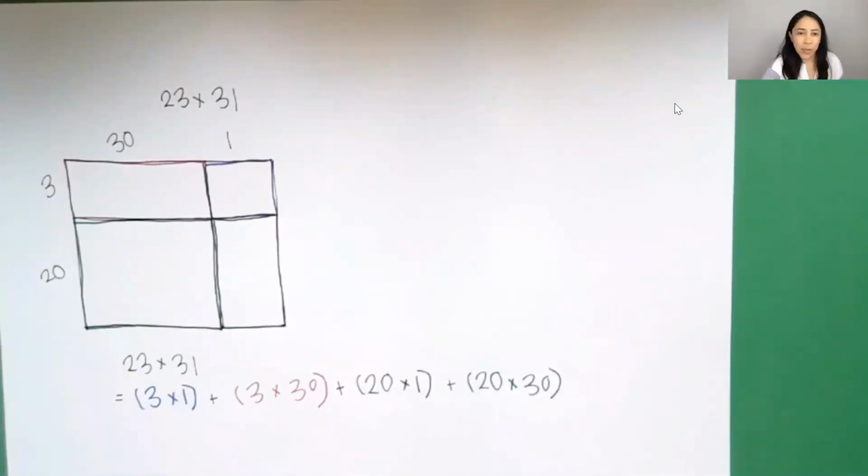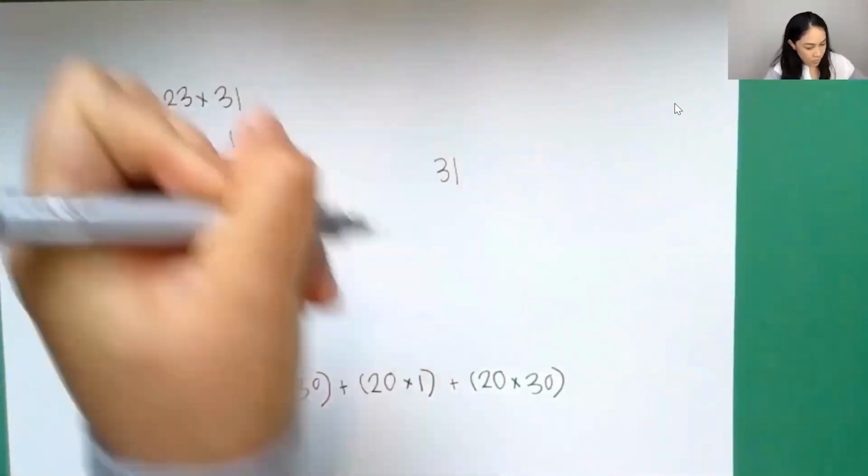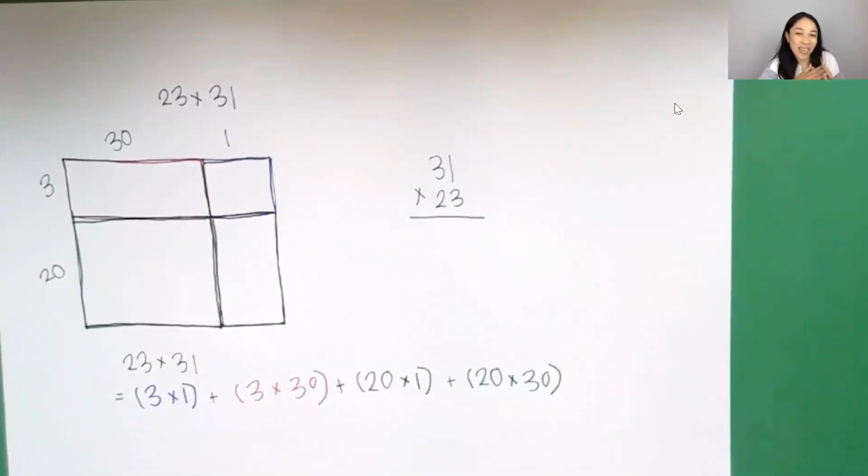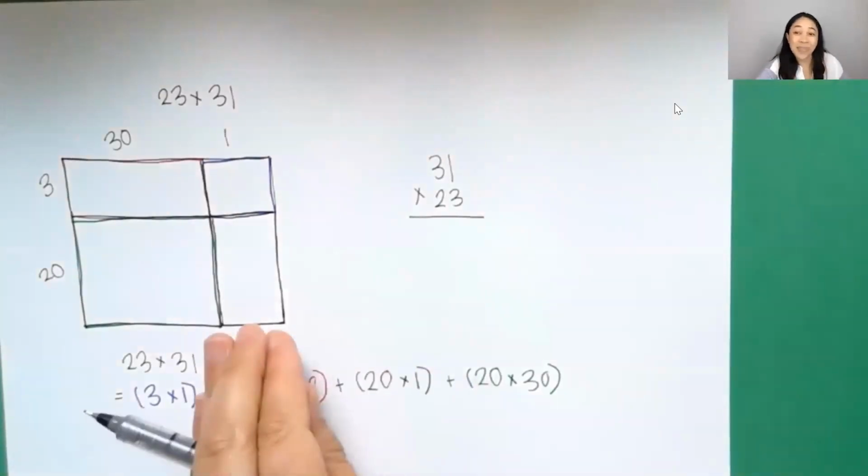Let's look at a different way to record the partial products. Remember that when we multiplied a 1-digit number by a 2, 3, or 4-digit number, we recorded the partial products. We also recorded partial products when we multiplied a 2-digit number by a multiple of 10. Let's now put it all together and do precisely the same thing here.